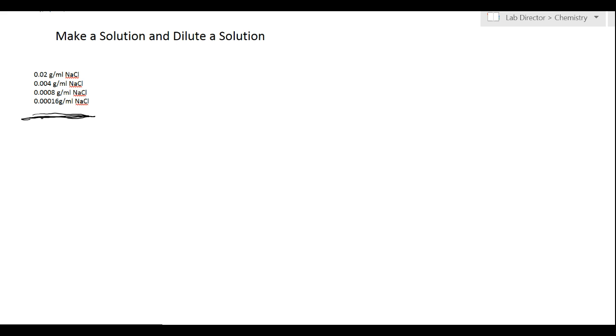And so when I'm doing a dilution, which I'm going to do, I always want to make the most concentrated solution first, because you can't make a solution more concentrated. You can only make it more dilute. So I'm going to make the most concentrated solution, and then I'll dilute that one down for my subsequent solutions. Okay, so my most concentrated one is the first one, number 1 right here, 0.02 grams per milliliter of NaCl.